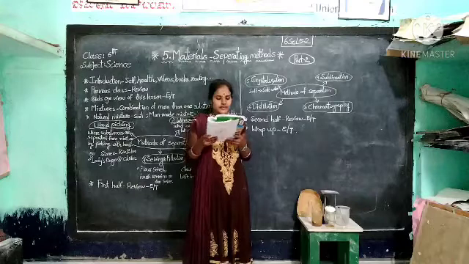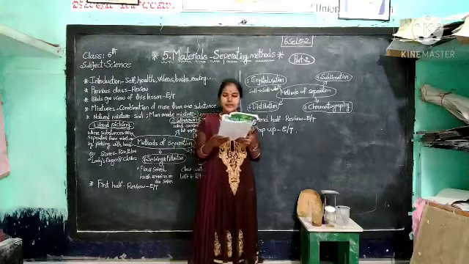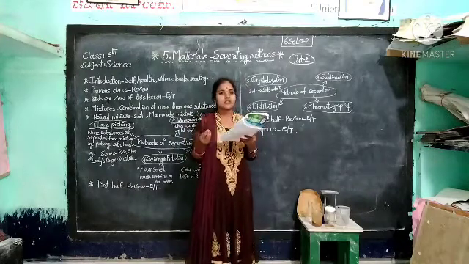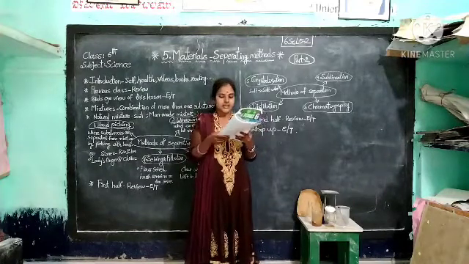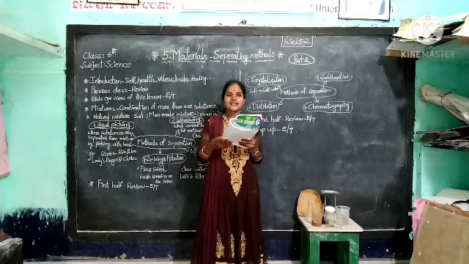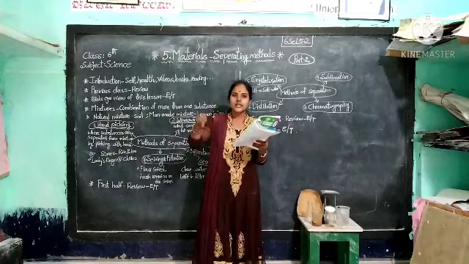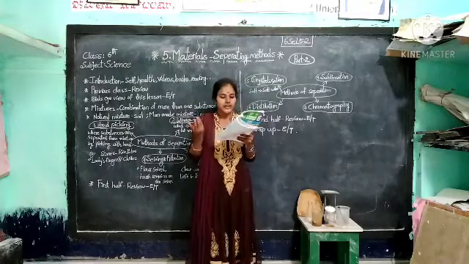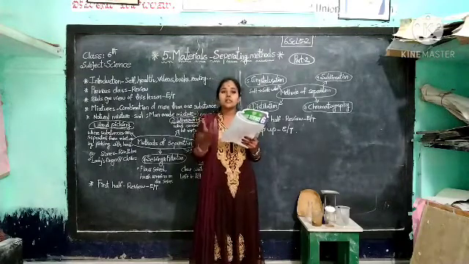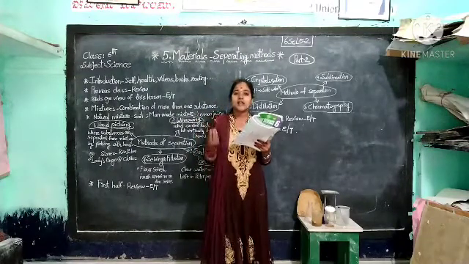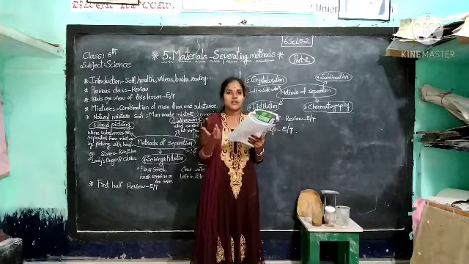And what to do? See, heat some salt water in a beaker over a flame. First of all, heat the salt water over the flame. Stir the solution with a glass rod. Stir the solution continuously with the glass rod. Continue heating till all the water in the beaker has evaporated. We have to keep heating until all the water has evaporated.